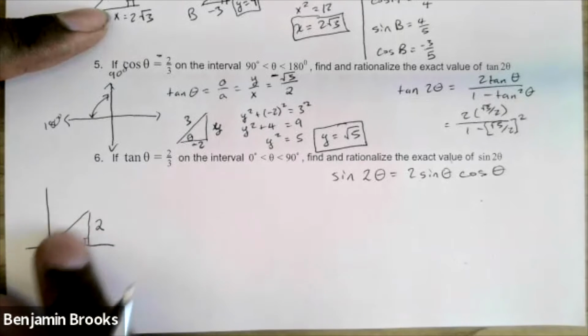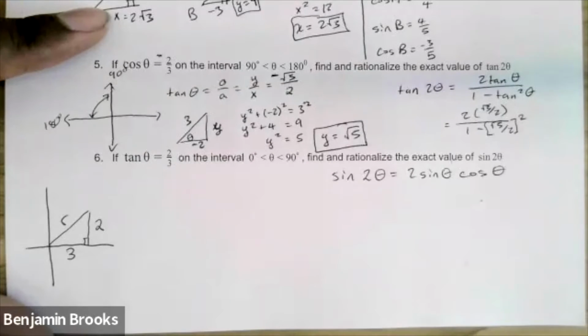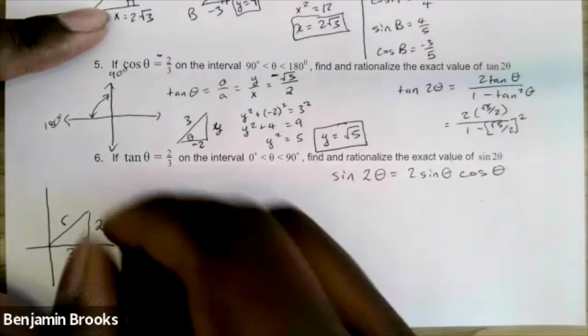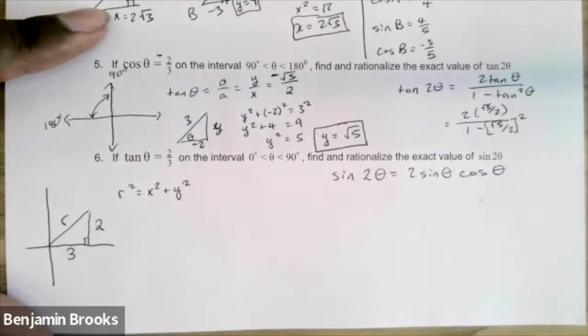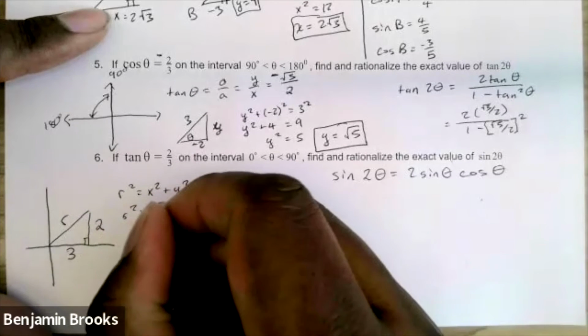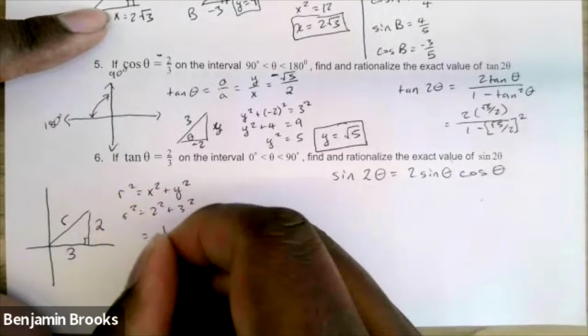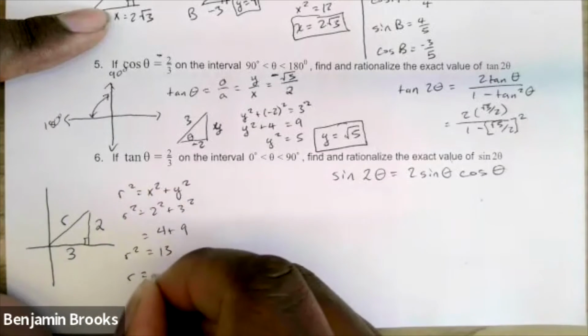Now, all we got to do is figure out what this r is. And that's easy enough to find because r squared is equal to x squared plus y squared. Straight Pythagorean theorem. And the equations of circles as well. What we're going to do is plug everything in. You end up with r squared is equal to 2 squared plus 3 squared, which is 4 plus 9, which is 13. So r is equal to root 13.